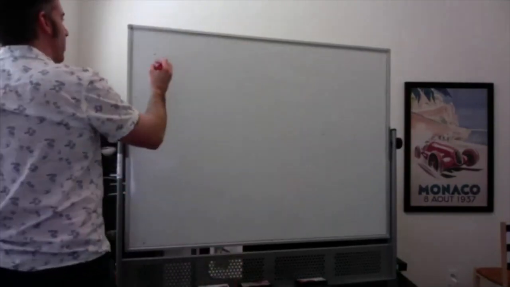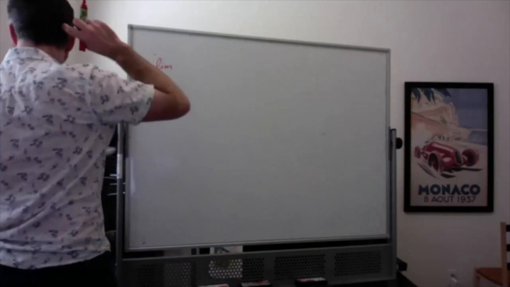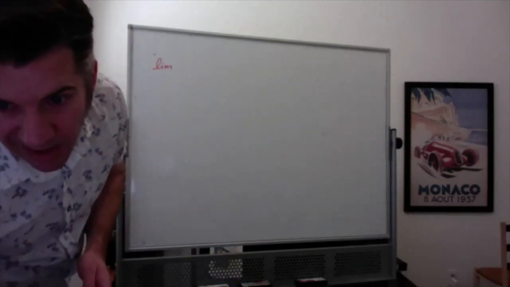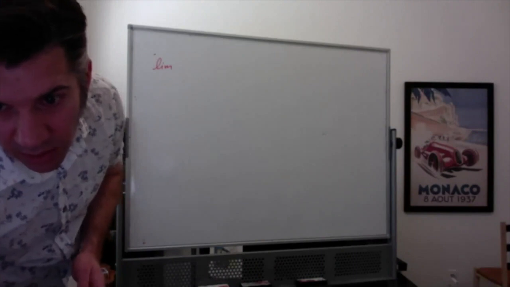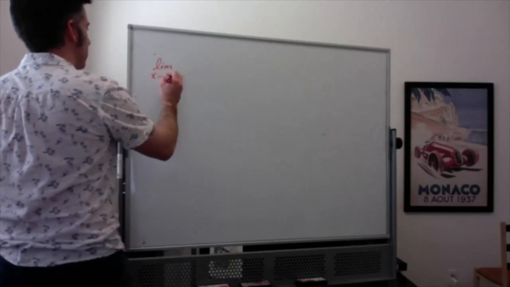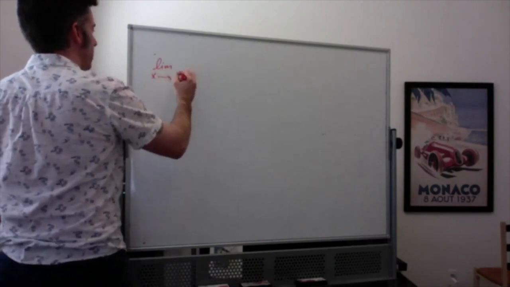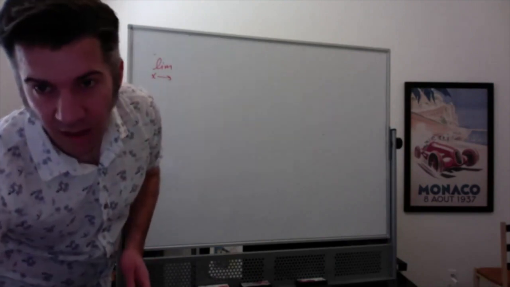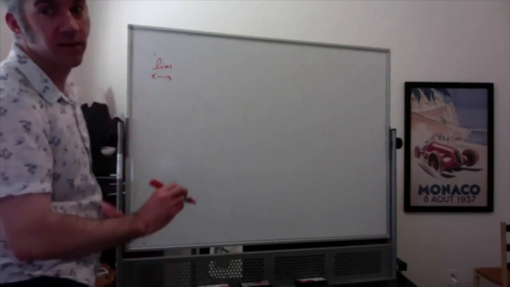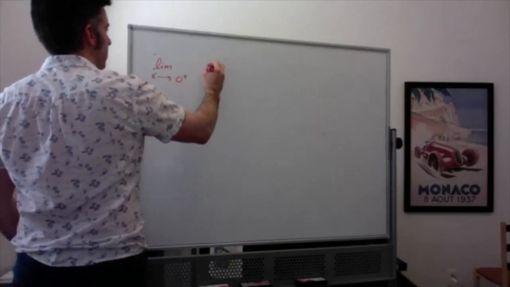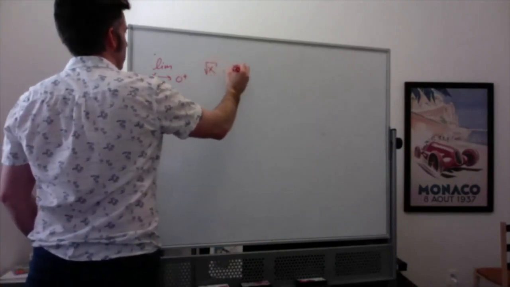So let's say I want to find the limit as, what's a good example here? Fine, we'll do this one. The limit as x goes to 0 from the right of the square root of x times the natural log of x.